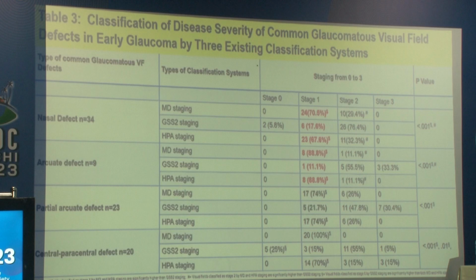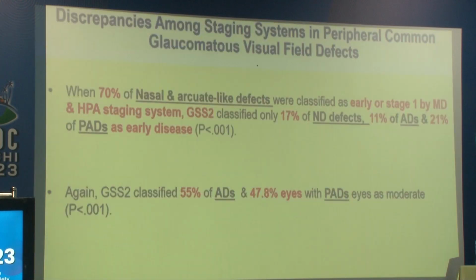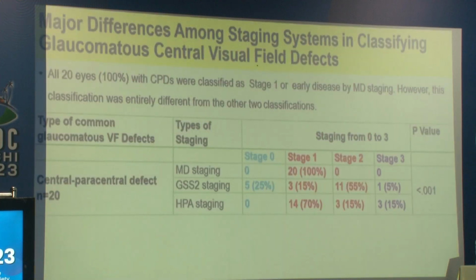Table 3 shows the classification of disease severity of common glaucomatous visual field defects in early glaucoma by the three existing classification systems. We have noticed discrepancies among the staging systems in peripheral and central common glaucomatous visual field defects. First, we should consider the peripheral ones. While 70% of the nasal and arcuate-like defects were classified as early or stage 1 by mean deviation and HPA staging systems, GSS2 classified only 17% of the nasal defects, 11% of the arcuate defects, and 21% of the partial arcuate defects as early disease.